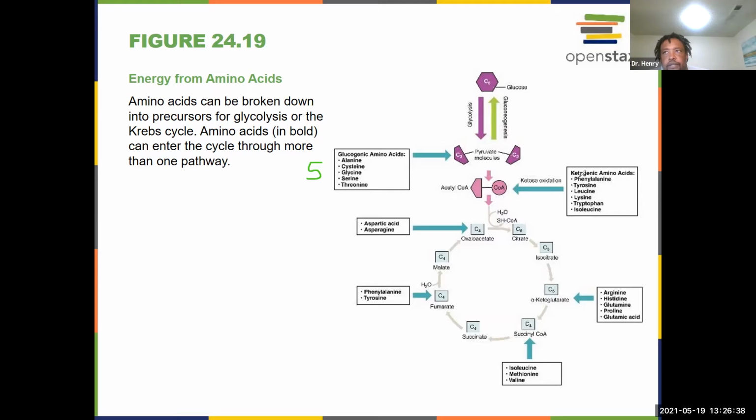Here we have the ketogenic amino acids. These are going to be using ketone oxidation, for the entry at the acetyl CoA component. The characteristics of these are that they're typically hydrophobic, so they often use the hydrophobic structure of it. That's 1, 2, 3, 4, 5, 6: phenylalanine, tyrosine, leucine, lysine, tryptophan, and isoleucine.